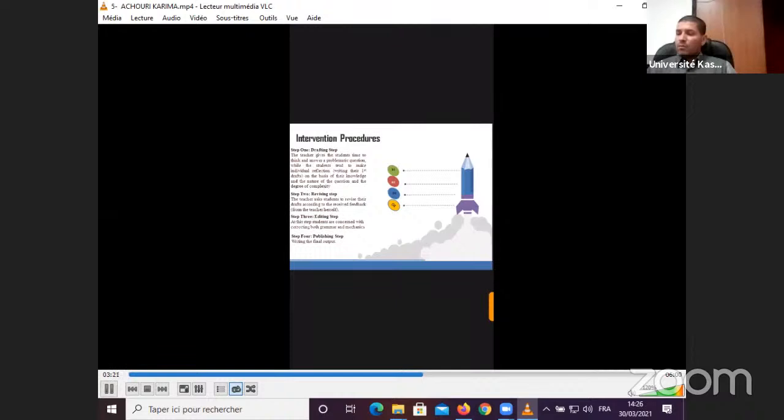Step 2, the revising step. The teacher here asks the students to revise their drafts according to the received feedback. During this step, students are going to put much emphasis on both coherence and content. Coherence refers to the logical development of ideas, while content refers to the adequate development of the topic, the knowledge of the subject. Afterwards, students are supposed to write the final version of their writing.